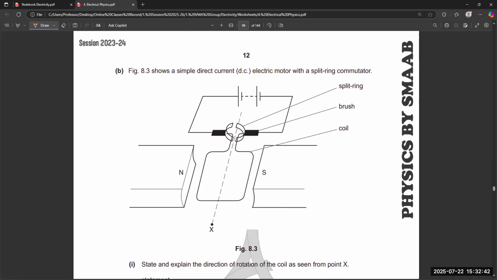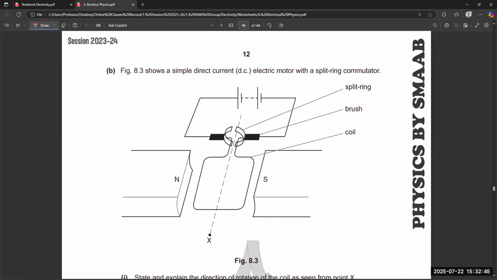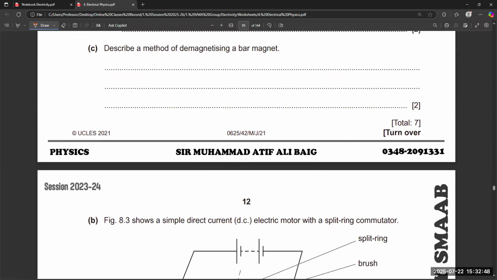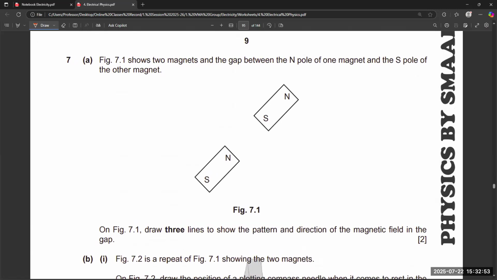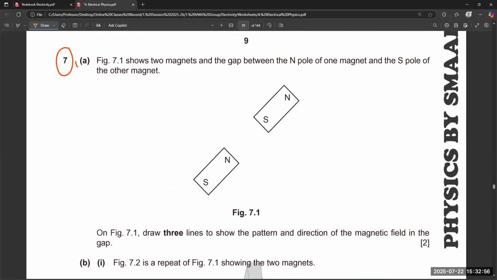Okay, this is another part of the question. Let's see the first part. The first part is related to magnets. Question number 7, figure 7.1 shows two magnets and the gap between the N pole of one magnet and the south pole of the other magnet. On figure 7.1, draw three lines to show the pattern and direction of the magnetic field in the gap.